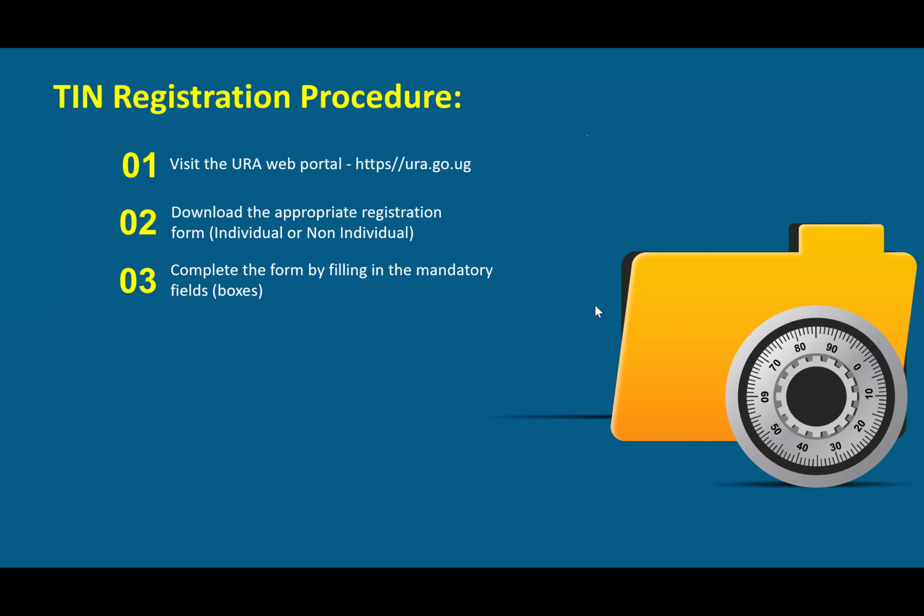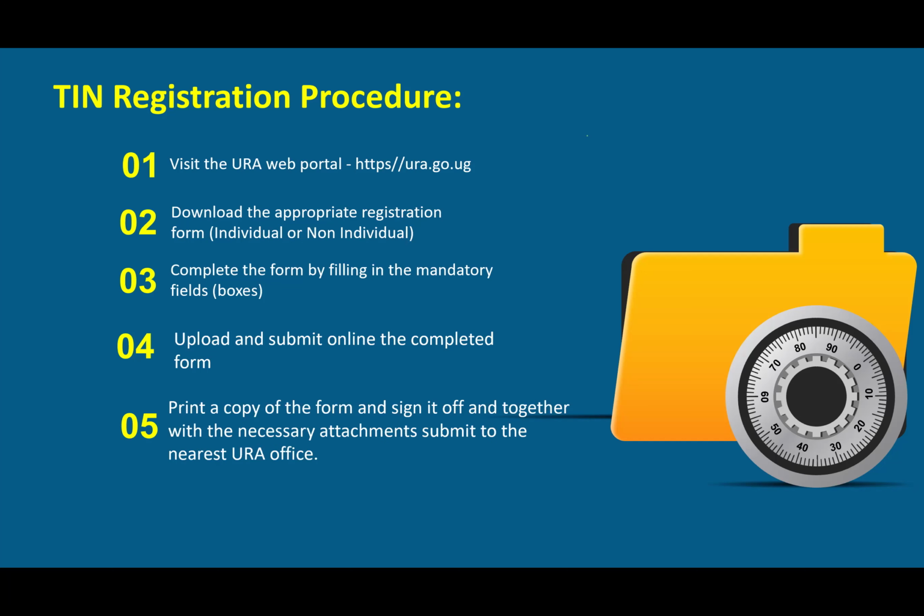Then after downloading the appropriate form, you complete the form by filling in the mandatory fields or the boxes. You upload and submit the online form, the completed form, and then you print out a copy of the form, sign it off, together with the necessary attachments, submit to the nearest URA office. You get an acknowledgement notice of approval of the TIN. Now, this is the traditional way of registering your client for tax.